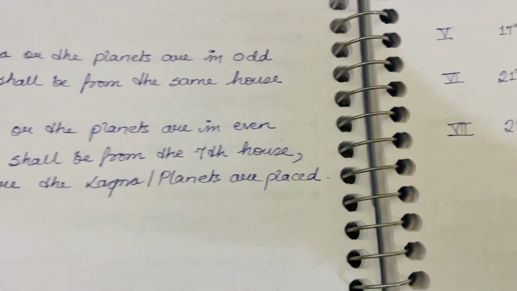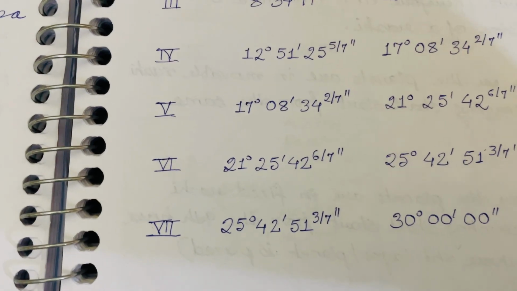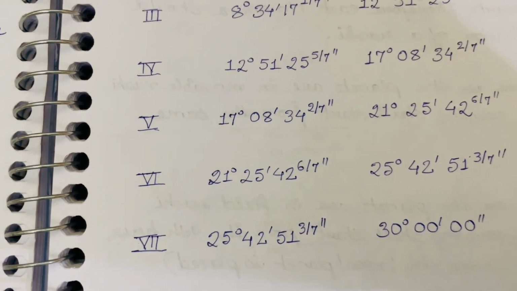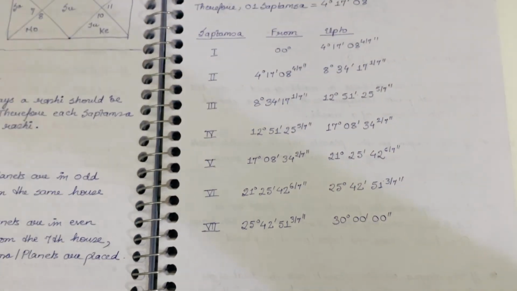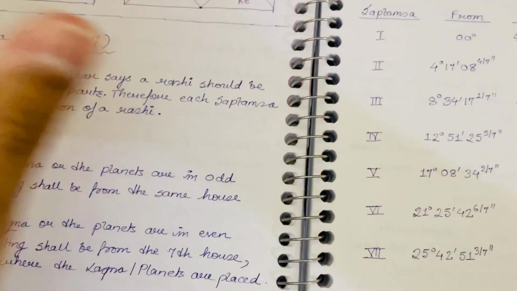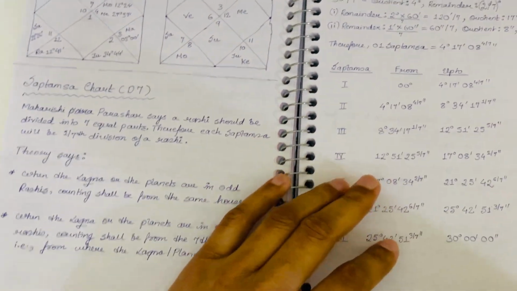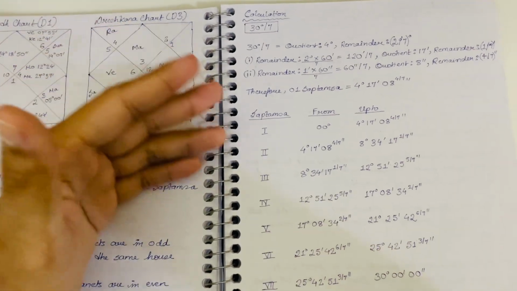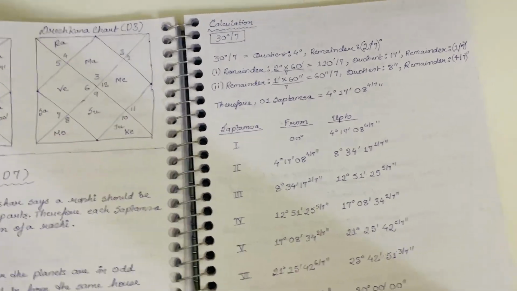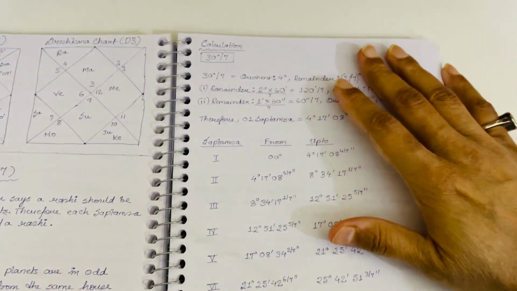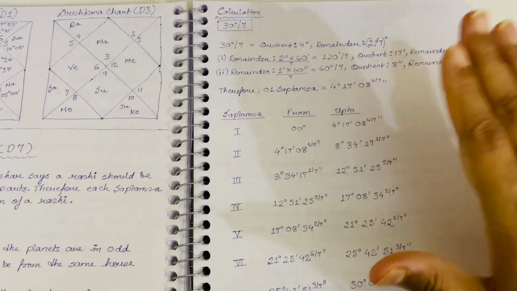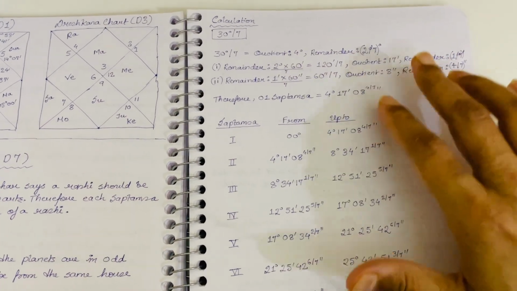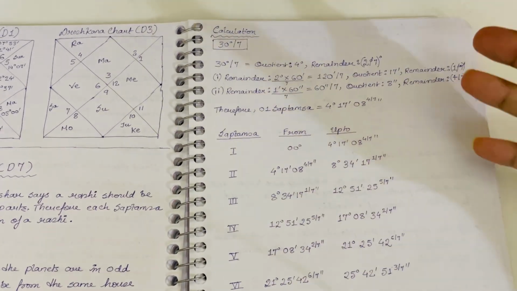The Saptamsa chart is basically seven divisions. Hora was two divisions, Drishkana was three divisions, and Saptamsa is all about seven divisions. Again, I'm referring to my own personal notes, and with the help of my notes I am teaching you these concepts of Vedic astrology. You don't have to go much into the mathematical understanding of it. Just remember this particular table. I can teach you this also, but you don't need it right now.